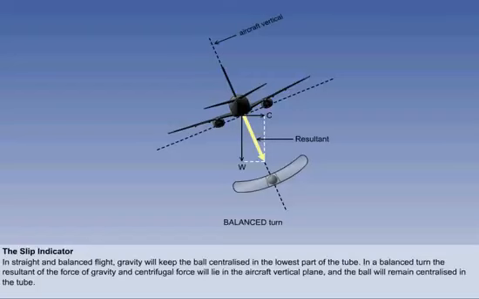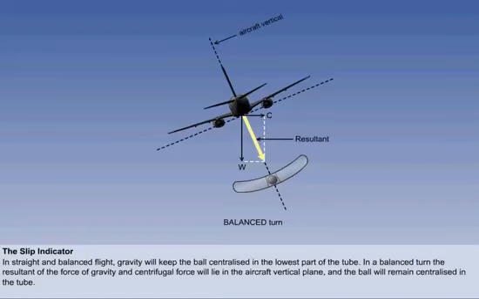Diagrammatically, this is illustrated here. This is a balanced turn, and in a balanced turn, the resultant of the force of gravity and centrifugal force will lie in the aircraft vertical plane, and the ball will remain centralized in the tube.